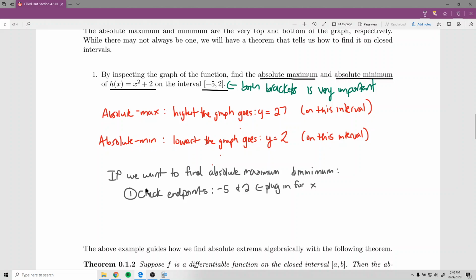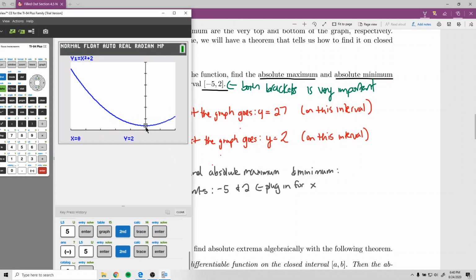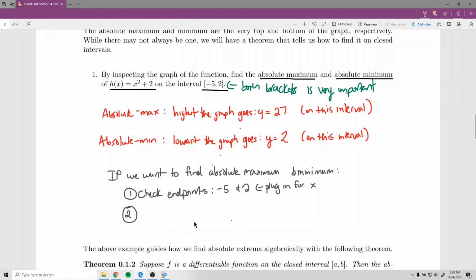Now the calculus part, if we wanted to find that absolute minimum that occurred here, that one was at a critical value. It's the bottom of the graph. The tangent line is horizontal. However you want to think about it, that is occurring at a critical value. So we must find and plug in critical values.